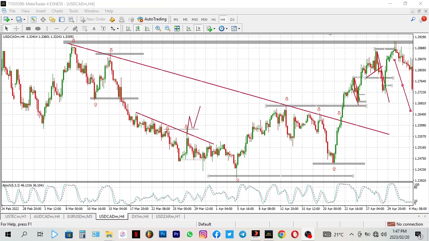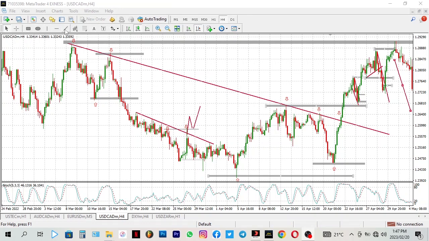Okay, on today's video, I'm going to show you how to trade breakouts safely. I'm going to show you how to trade breakouts and retests. Okay, we have USD CAD on a 4-hour time frame. We have a downtrend that was formed.